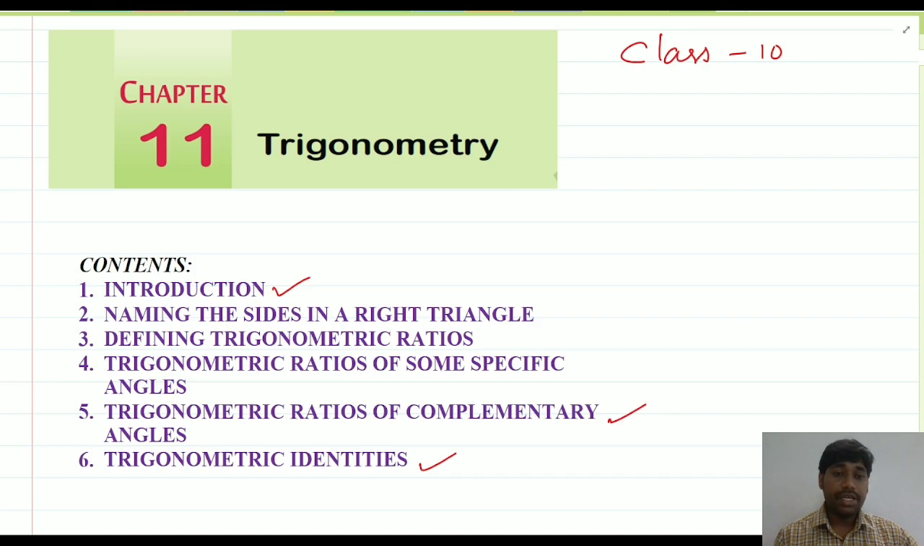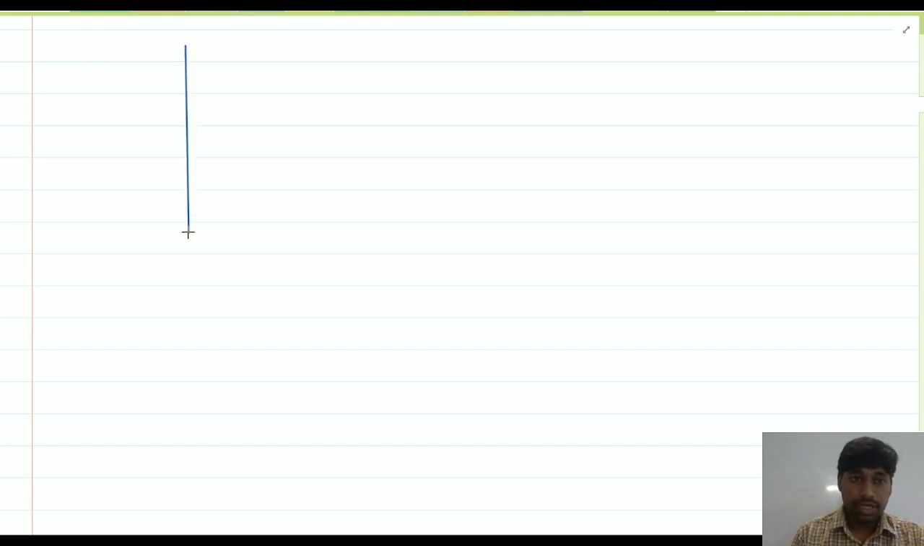Okay, so here we have completed the introduction part and also the naming of triangles. Next, defining the trigonometric ratios. So let us see. As we have seen, there are three sides of a triangle. If the sides are like this, so if this is one of the sides, then take one more side like this. So I am drawing the base.